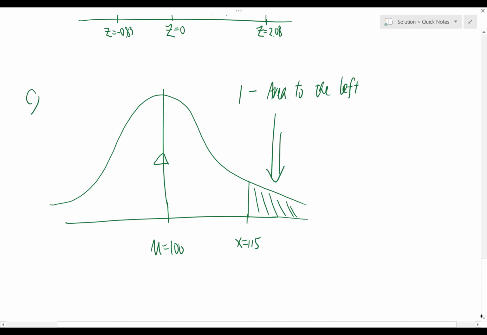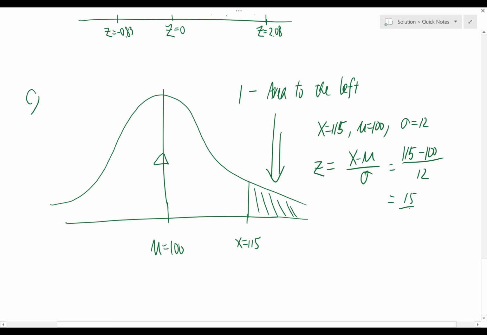So the first thing we do is convert the IQ score to a z-score. So x equals the IQ score, 115, the mean is 100, and the standard deviation is 12. Let's find the corresponding z-score: x minus mu over sigma. So it's 115 minus 100 over 12, which is 15 over 12, and it turns out to be 1.25. So now this IQ score becomes a z-score of 1.25.